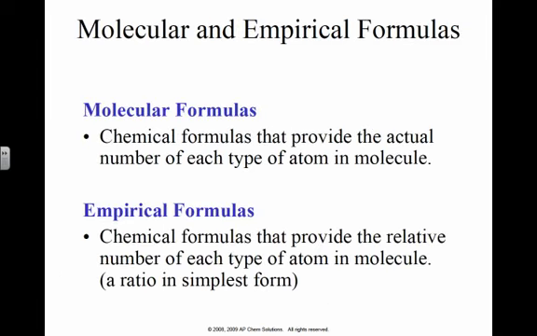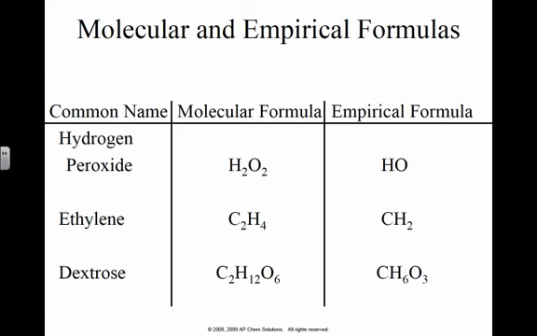Molecular formulas. Remember that molecular formulas are chemical formulas that provide the actual number of each type of atom in a molecule. They will have a different mass than empirical formulas. Empirical formulas are chemical formulas that provide the relative number of each atom. It's the simplest ratio. So for example, this right here is not an empirical formula. This is hydrogen peroxide, H2O2. That is its actual formula, so that is its molecular formula. Its empirical formula would just be a 1-to-1 ratio, or HO.